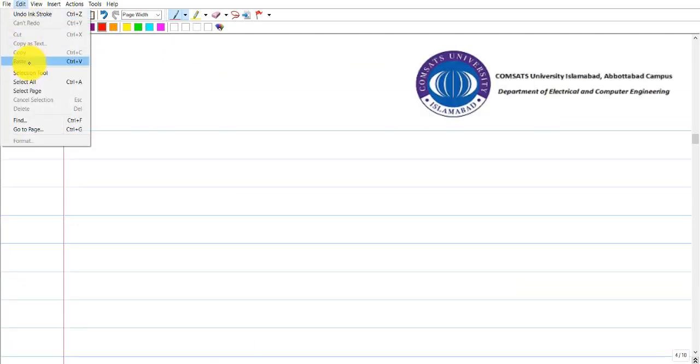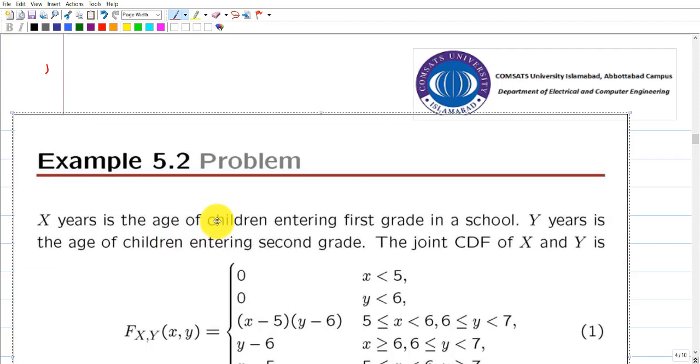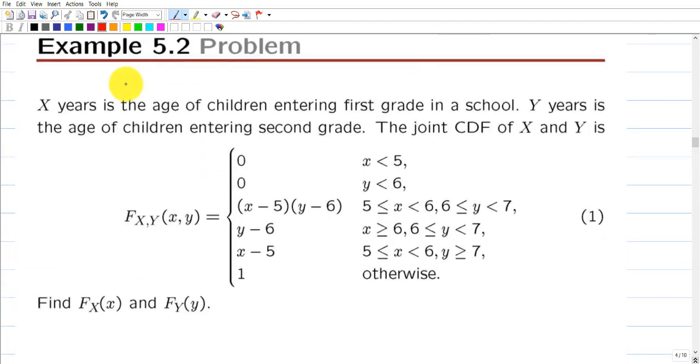I will copy it from the book. Example 5.2: X years is the age of children entering first grade in school. Y years is the age of children entering second grade. The joint CDF of X and Y is given as follows. If age is less than 5 and age is less than 6, they cannot enter school. So this is for the first grade, and this is for the second grade.